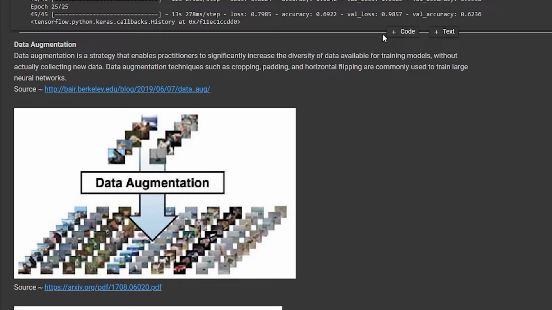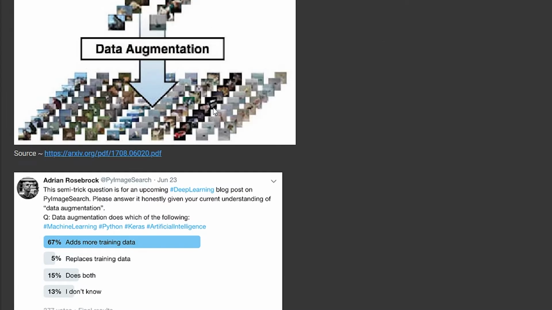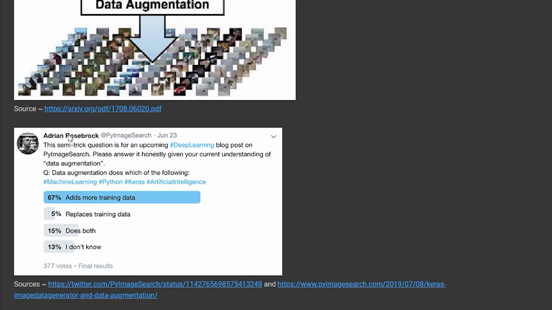Let me clear up one of the big confusions. I came across Adrian Rosebrock, who posted a Twitter poll asking what data augmentation does. Now I told you that it adds more training data, but is that for real? No. I have mentioned his Twitter as well as his article, where he has explained everything about it. So 67% of people say it adds more training data, which is quite understandable because that is what we have been learning.